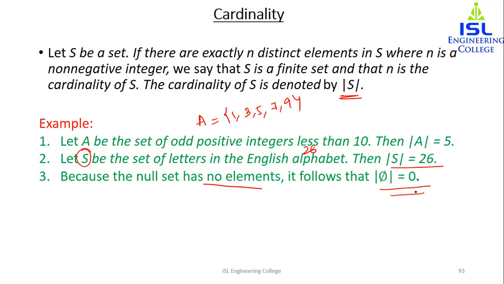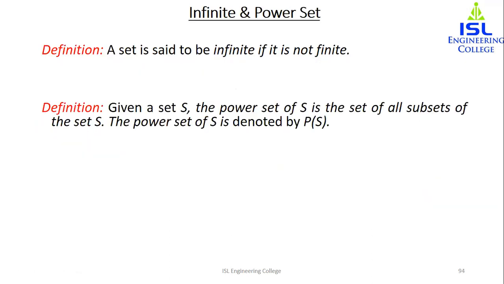Okay. The next will be infinite and power set. What do you mean by infinite set? A set where you cannot count the number of objects or elements in the set is known to be an infinite set. Like the examples we have seen, the set of natural numbers N, the set of real numbers, the set of integers, all of these are infinite sets.